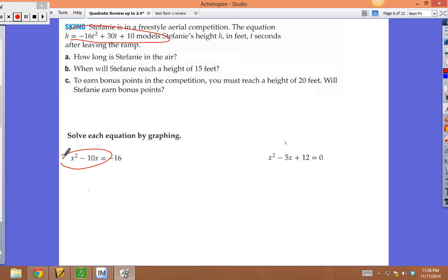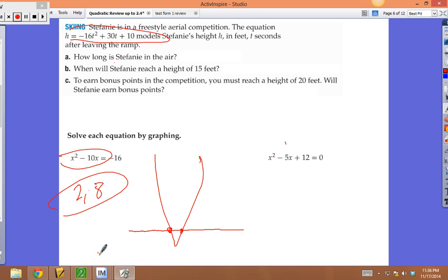Okay, now, these you need to graph. So you need to graph x squared minus 10x. Type that in, hit enter. And then you want to look and see where it crosses at -16. It's going to cross twice. It should cross once at 2 and once at 8. Those will give you -16s.